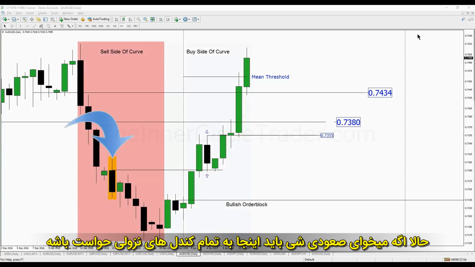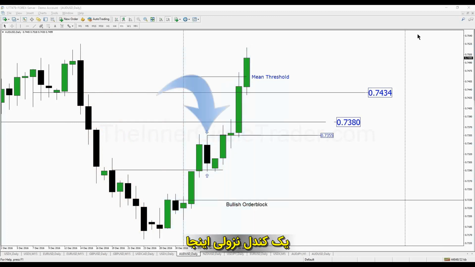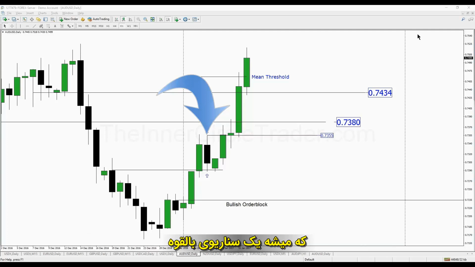Now, if they're going to be bullish, you're going to go look over here at every down candle. There should be some bullishness in here. We saw some of that. They have a down candle here. If we had a retracement, I would like to see price come back down here. I would be a buyer. That was a potential scenario that could have unfolded.